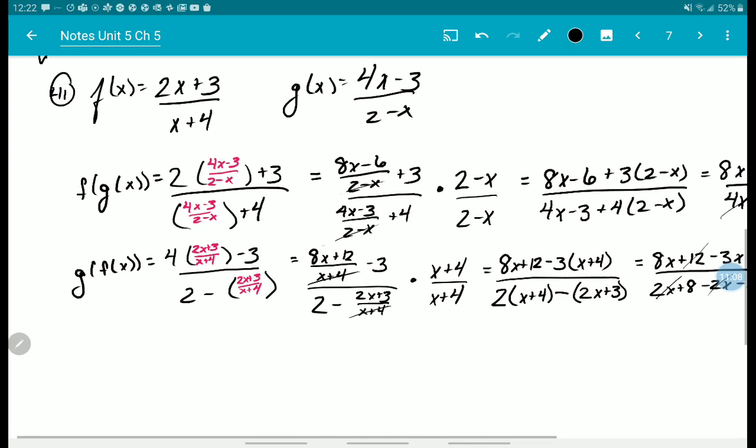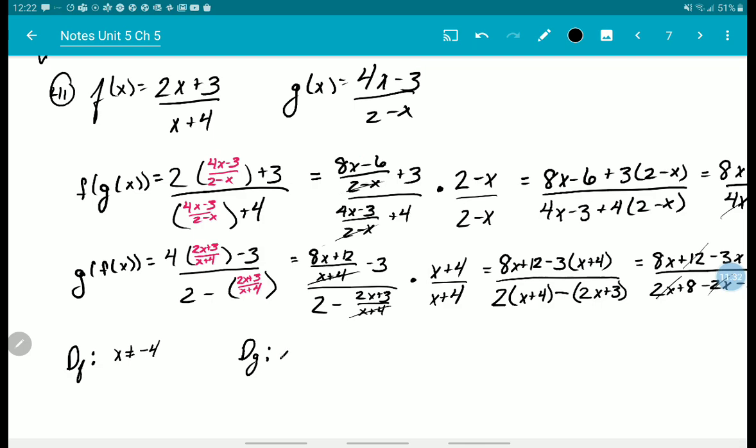So now I want to analyze these a little bit more. Let's look at the domain of f. What kind of numbers do we have to leave out here? Well, we don't want that bottom to be 0, so it looks like we're going to have to leave out a negative 4. Let's look at our g function. What do we have to leave out here? In this case, we're going to have to leave out a 2 because 2 would make that denominator 0.